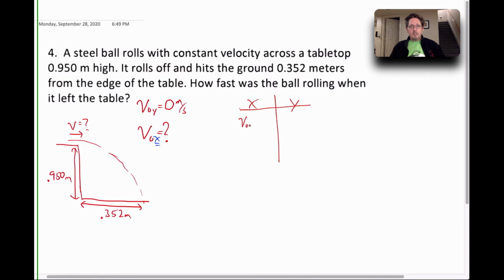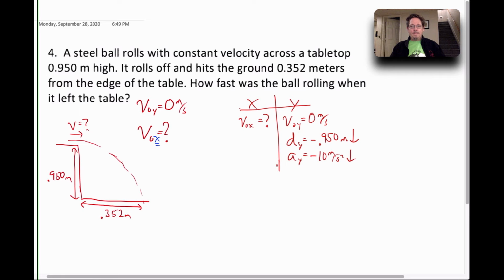I'm going to mark that v original x is my key unknown. V original y, I'm going to write that down as 0. I'm going to look at my givens. 0.950 meters high. That's vertical. That's the y displacement. The ball fell 0.950 meters. So that's why I'm putting the negative on there. The ball fell. It had a downward displacement. We know that while it fell, it had an acceleration of about 10 meters per second squared, downward.